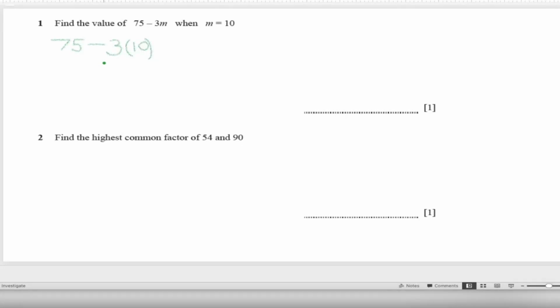Now we are going to work it out step by step. So 3 times 10 is equal to 30. So this becomes 75 minus 30. And what is 75 minus 30? 75 minus 30 is equal to 45. So the final answer is equal to 45. And this question counted 1 mark.